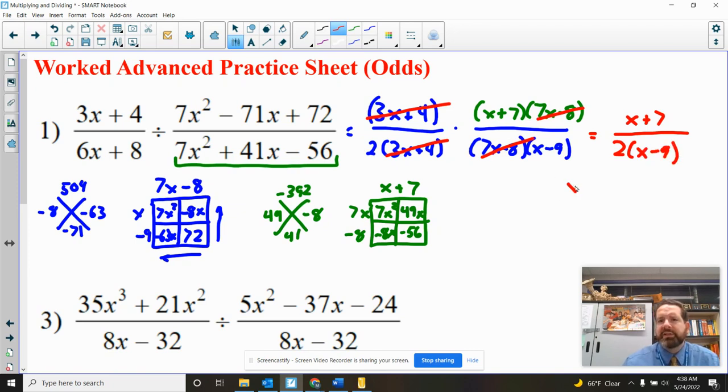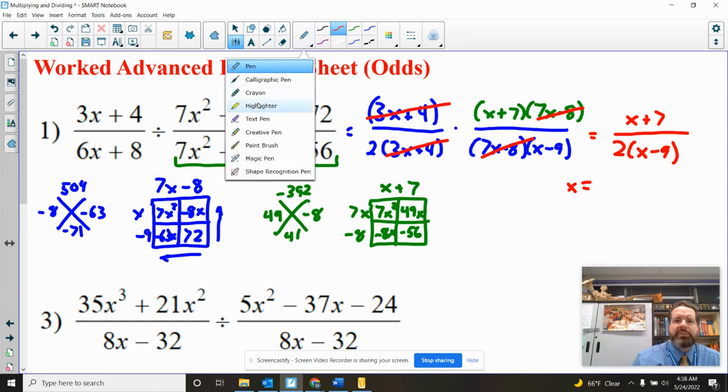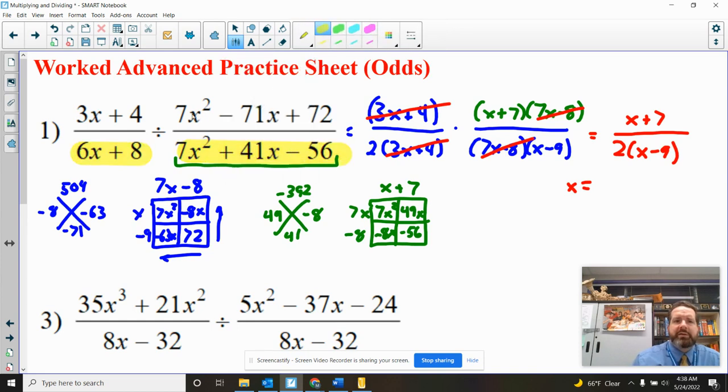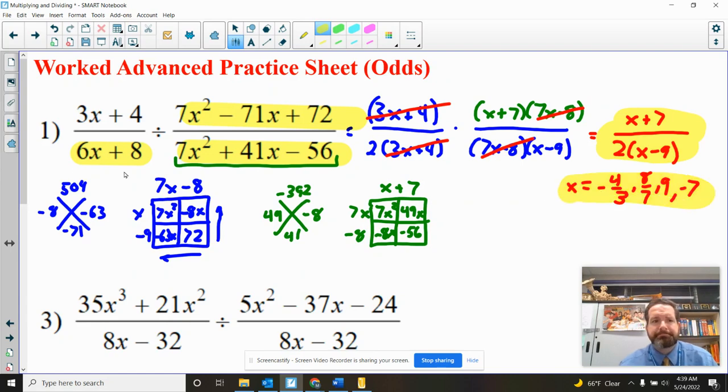Now some restrictions. So for restrictions, we've got to look at 3 places, yeah? I've got to look here, here, and here, since those at one point were all in denominators and we can't divide by 0. So from here, x can't be negative 4/3. From here, x can't be positive 8/7, or positive 9, or positive 8/7, but that's already listed, or negative 7. So together, the reduced expression with the restrictions is our final answer.